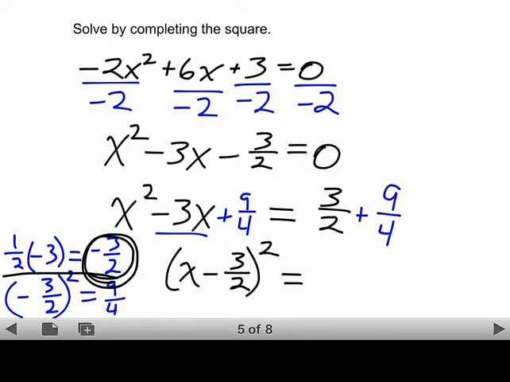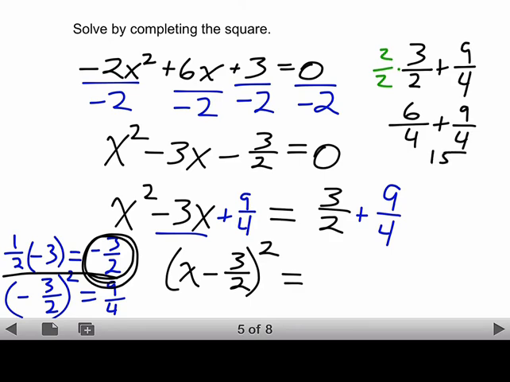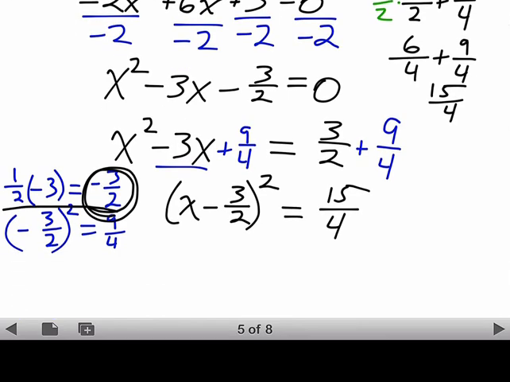In any case, on the right-hand side, we need common denominators. So I'm going to come up to the side over here, 3 halves plus 9/4. We need common denominators, so I'm going to multiply by 2 over 2. And I have 6/4 plus 9/4. That gives me 15/4. That's what the right-hand side becomes, 15/4. At this point, since I have something squared equals number, I can square root both sides. Again, that's the whole point of what we've just done.